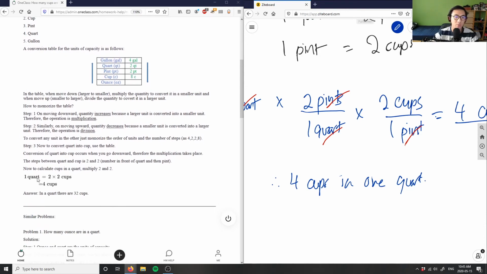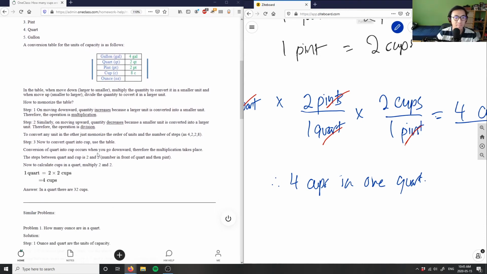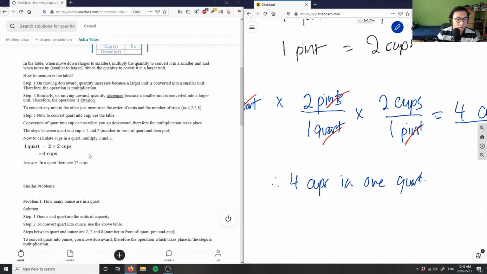Again, they said 1 quart equals 2 times 2 cups. So this here is 4 cups. So the answer here is 4 cups, not 32. So they wrote their solution wrong here.